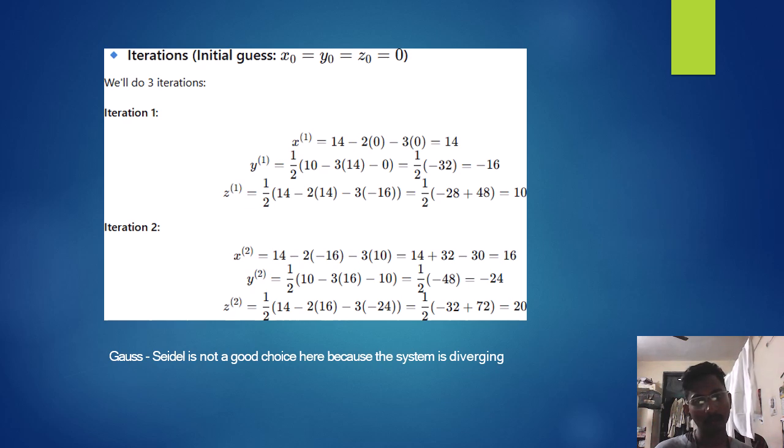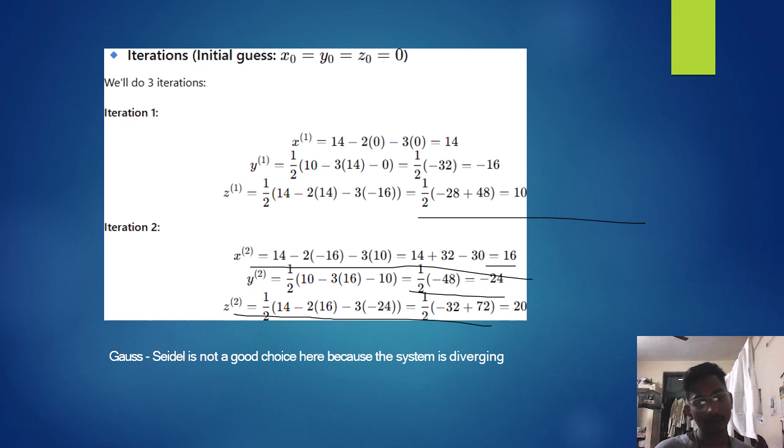So the value is minus 15. z1 is equal to 1 by 2 bracket of 14 minus 2 into 14 minus 3 into 15, which is equal to 10. Iteration 2: x2 is 16, and y2 is 1 by 2 into bracket of 10 minus 48 minus 10, which is negative 24.